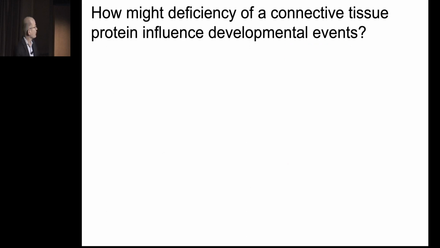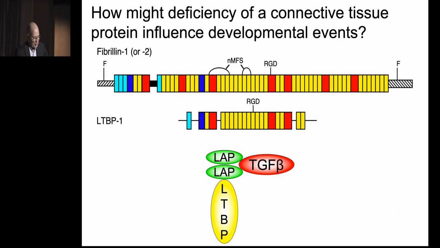So this begged the question, how might deficiency of a structural connective tissue protein influence developmental events such as lung septation? More progress came when we asked a very simple question. We asked, what other proteins do the fibrillin proteins look like? And the answer was that they are very structurally similar to a family of proteins called the latent transforming growth factor beta binding proteins, or LTBPs.